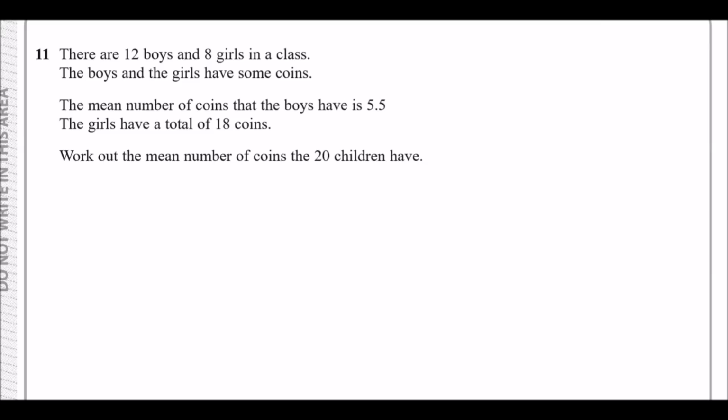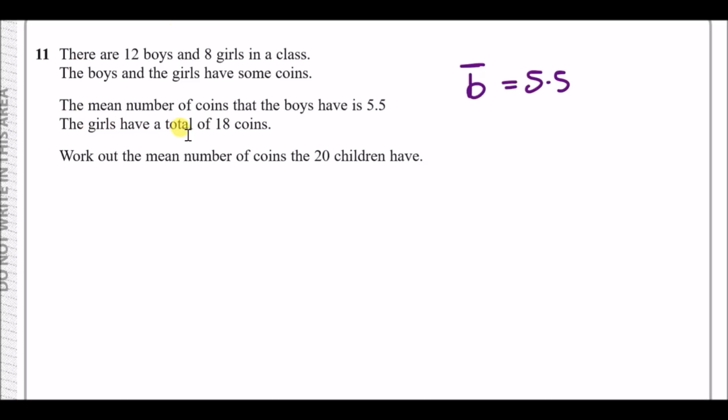Alright guys, number 11 now. So there are 12 boys and 8 girls in a class. The boys and the girls have some coins. Now the mean number of coins that the boys have is 5.5. Let's keep that in mind. I'm going to call B for boys, and this little bar means mean. So the mean is 5.5.